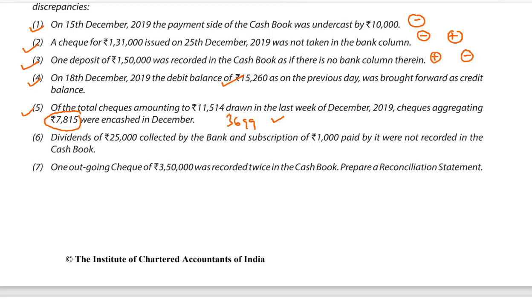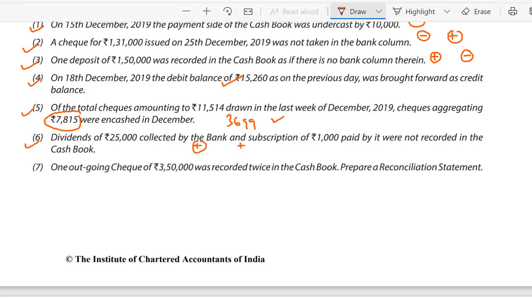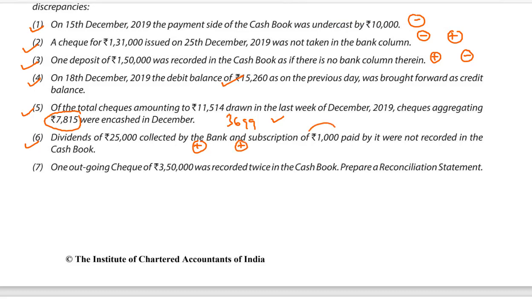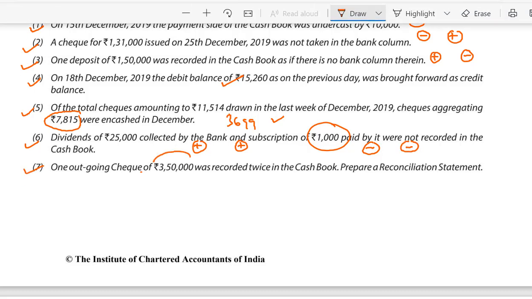Sixth, dividend of 25,000 collected by the bank. So the bank must have added the dividend, and we need to add it in the cash book. And subscription of 1,000 paid by the bank must have been deducted. It must be deducted in the cash book. Seventh, one outgoing check of 3,50,000 was recorded twice in the cash book. So we will add it back once, 3,50,000. Just see the solution now.